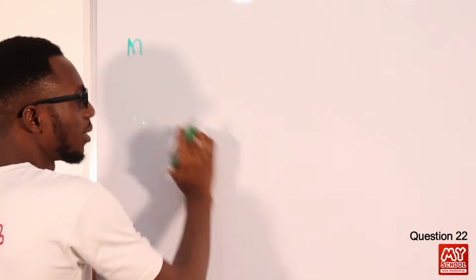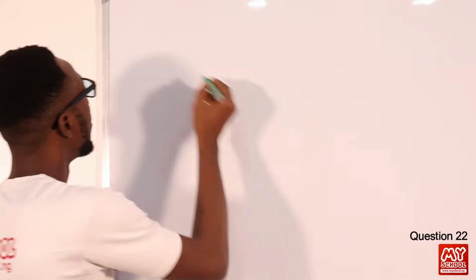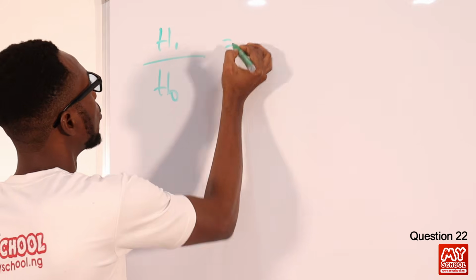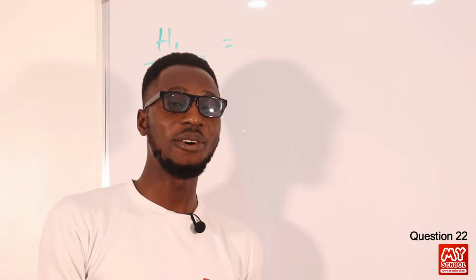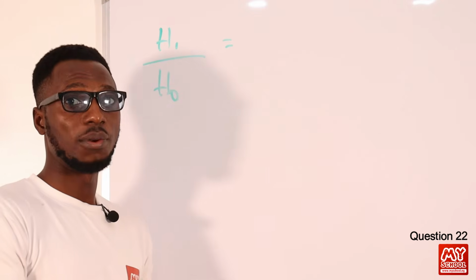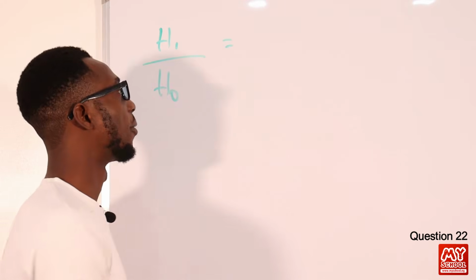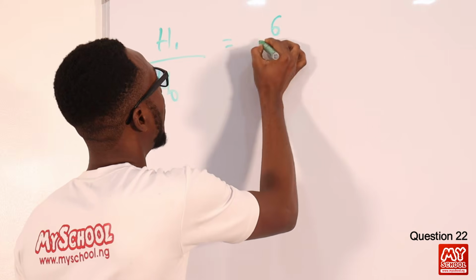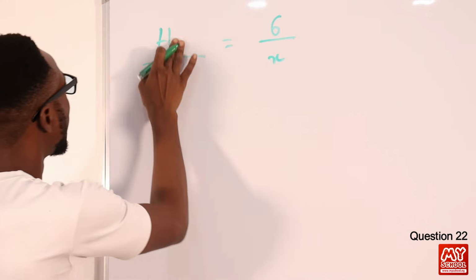Remember, I said image height over object height. Then you can say the length of the camera, which is the pinhole camera size, or the image distance from the camera, over the object distance from the pinhole. Whatever you want to use. The value given there is 6, over what we are looking for, the object distance, which is x.